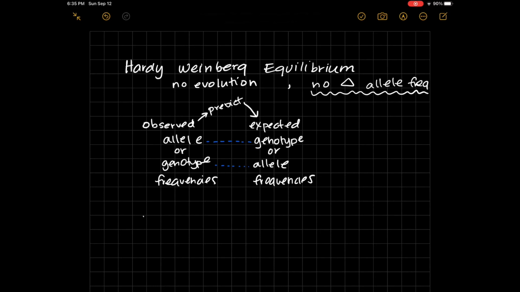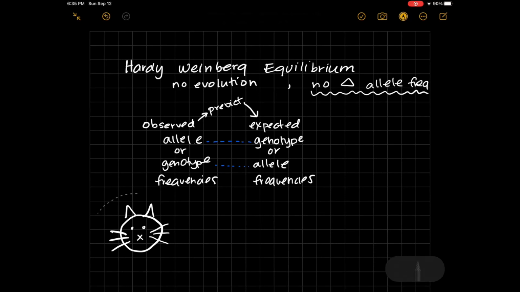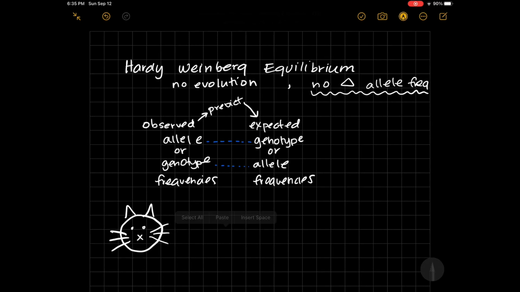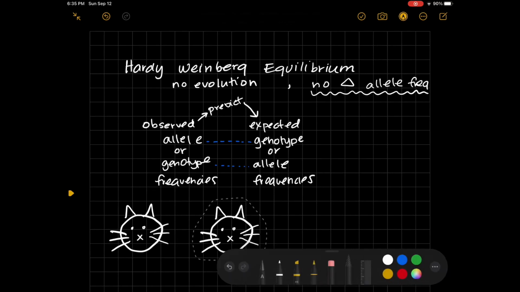All right, so let's think about an example. We're going to look at cats, because cats are the one animal I can draw with any kind of consistency. So here's our little population of cats, and we're just going to look at one feature with variation. I'm trying to copy paste it here. Now I have two cats, they're so cute.